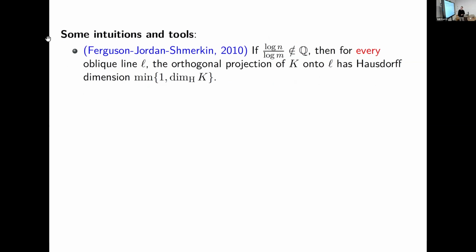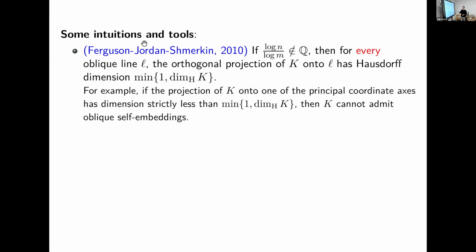And to give some intuition, the first tool they use is the projection theorem given by Ferguson, Jordan, and Shmerkin over a decade ago. That is, under the independence assumption, for every oblique line, the orthogonal projection of the carpet onto that line has Hausdorff dimension exactly the minimum of 1 and the Hausdorff dimension of K. So this is just Marstrand's typical value. And the key is that they prove this for every oblique line instead of just typical ones.